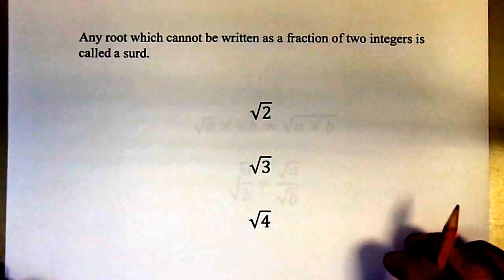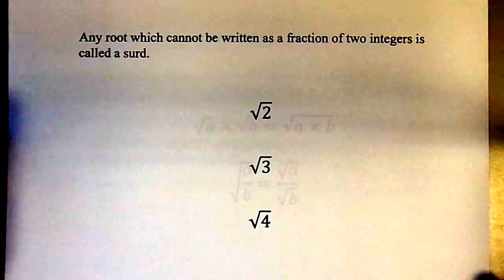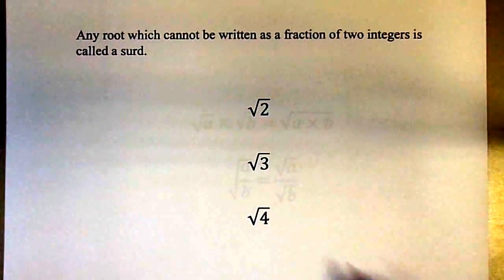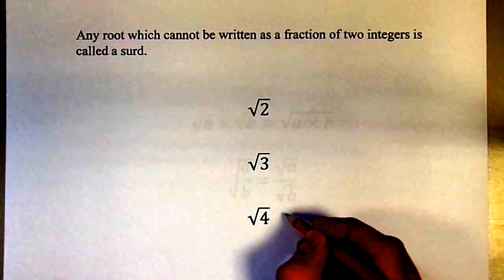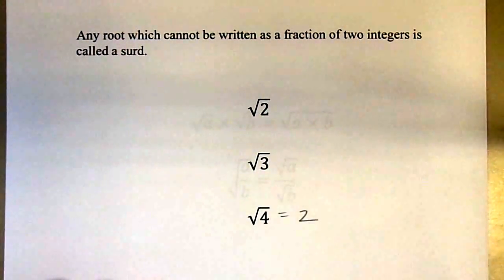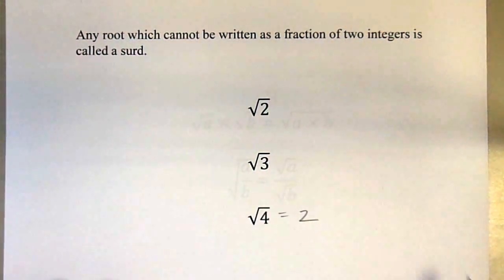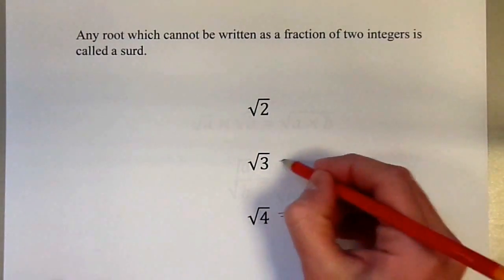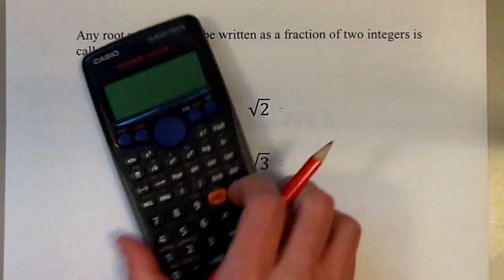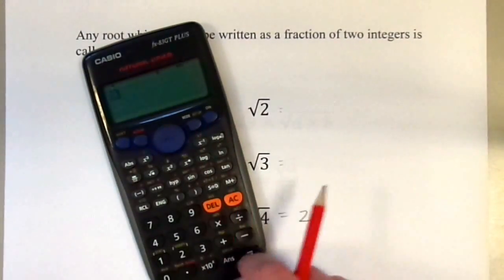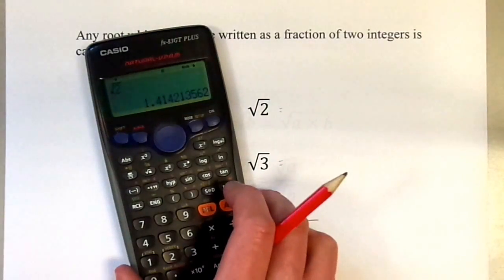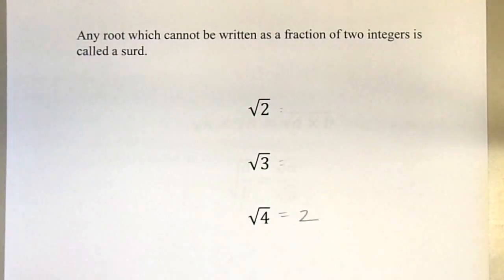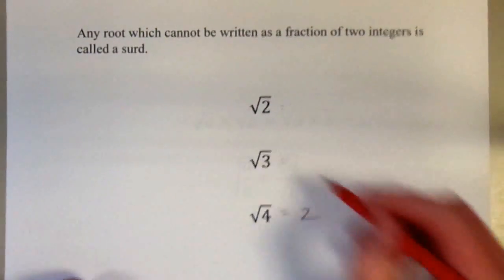Okay, surds. This one at the bottom you should recognise. Okay, this is not a surd. These ones can't be simplified in the same way. If you were to type them into your calculator, you get a non-terminating decimal, which means that these are surds.